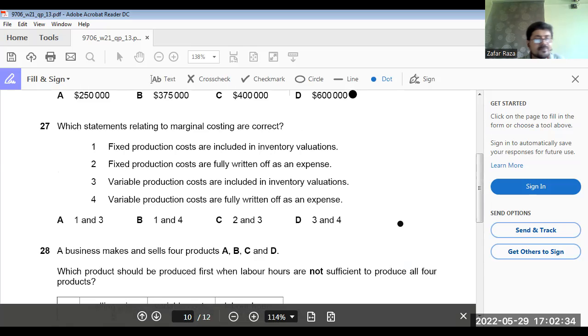Fixed production costs are included in inventory valuations? No. Fixed production cost is fully written off as an expense? Yes, true. Variable production costs are included in inventory valuation? Yes. Variable production costs are fully written off as expense? No. So 2 and 3 are right, so the correct option is C.